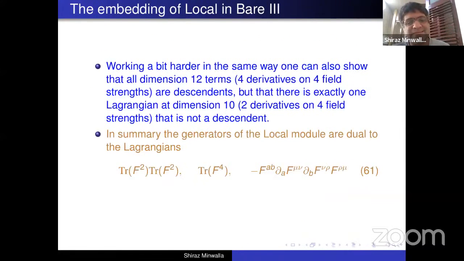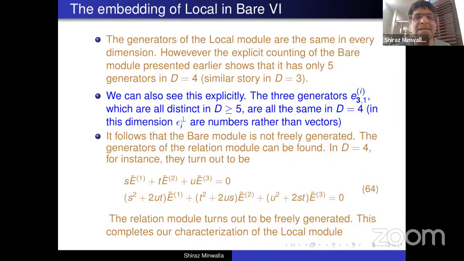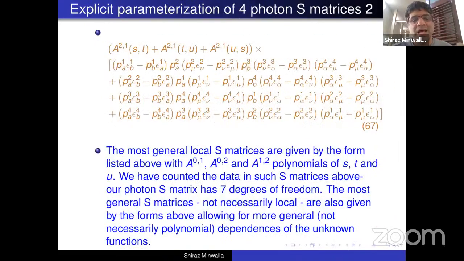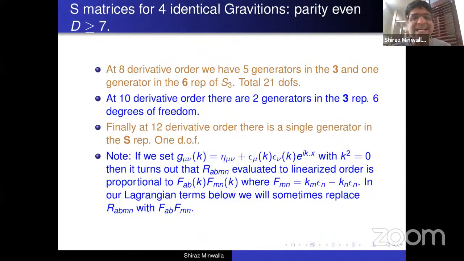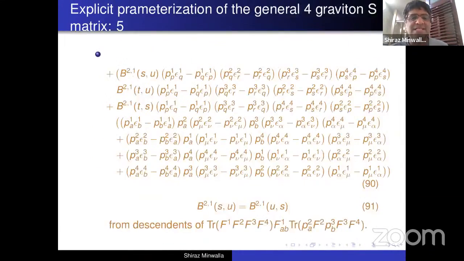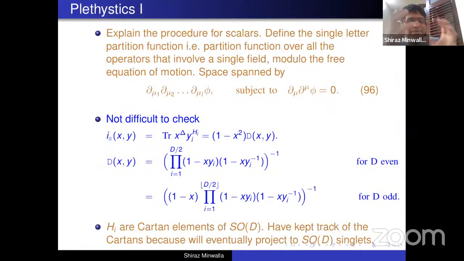Okay, now let's skip much of this. What I wanted to tell you is that we have a second way of counting all possible S matrices, and this second way is by this Lagrangian method.